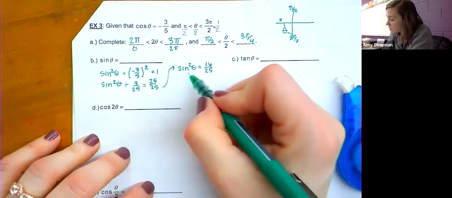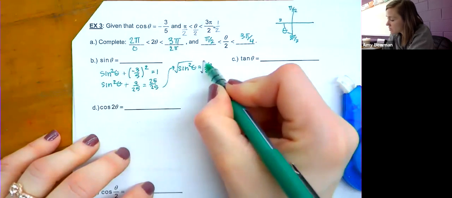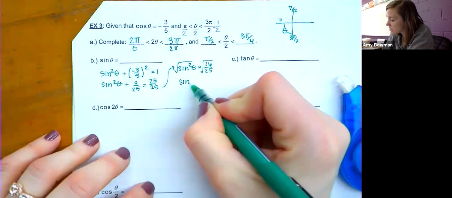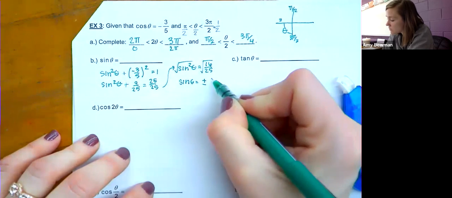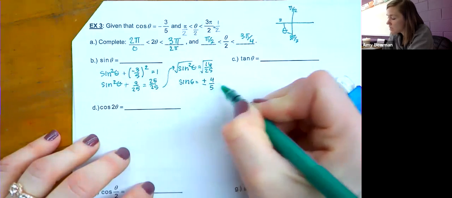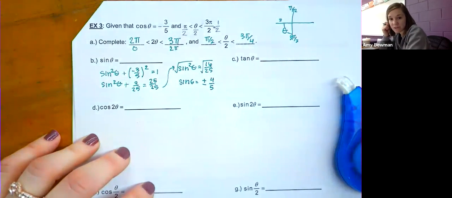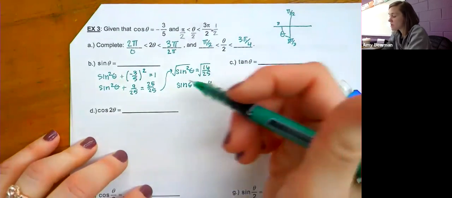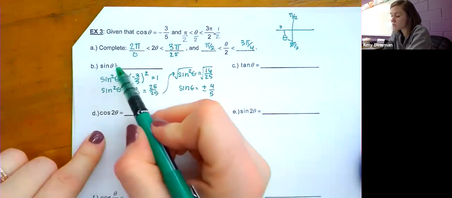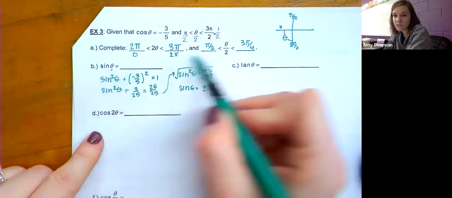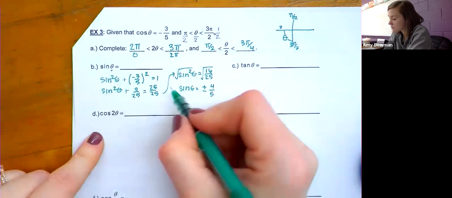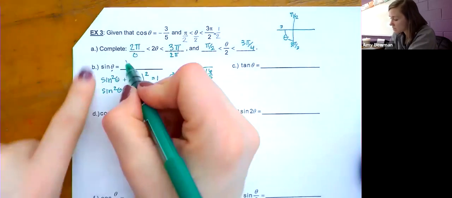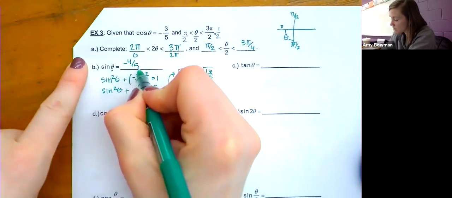16/25. Then I'm taking the square root of both sides and get that sine theta equals the positive or negative square root of 16/25, which is 4/5. Okay, so we need to figure out if it's positive or negative. Again, it comes right back here to where theta is. I'm just looking for the sine of theta. Since theta is right here, the sine is negative. So my sine of theta is negative 4/5.